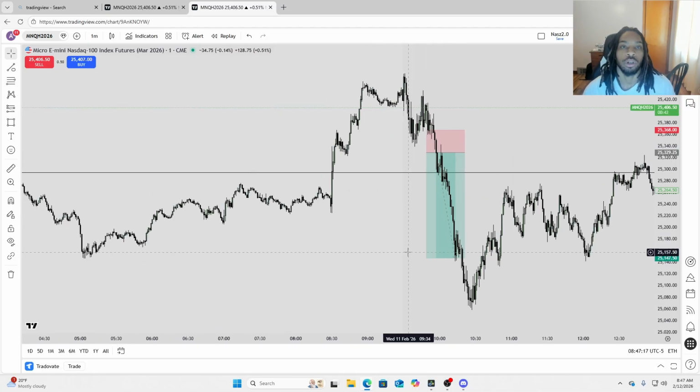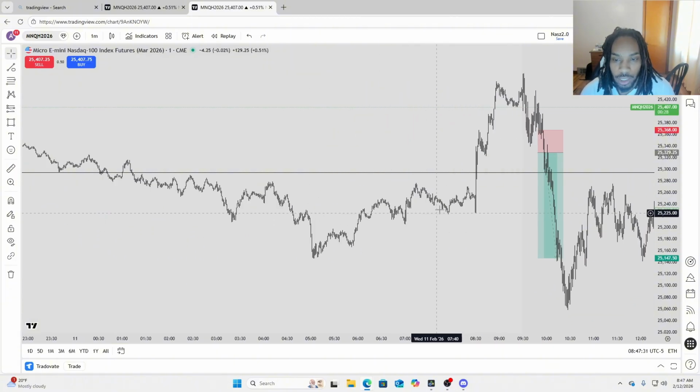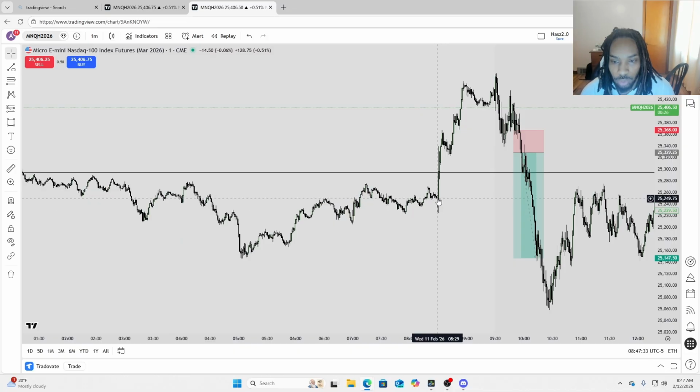The reason why I want to go over this trade is because when I went on Instagram and everything like that, a lot of people thought that the bias was going to be bullish today, and I completely had a bearish bias. The reason people thought it was going to be bullish is because right off the 8:30 opening, we have a sweep under these lows right here, respecting this fair value gap.